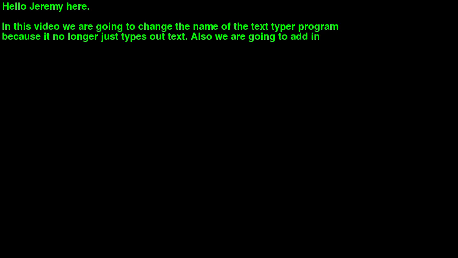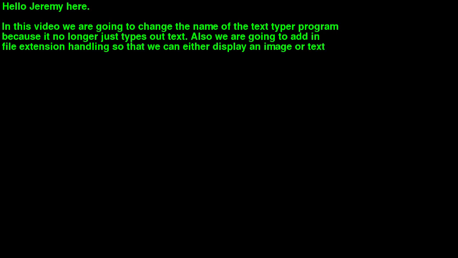In this video, we're going to change the name of the text typer program because it no longer just types out our text. Also, we're going to add in file extension handling so that we can either display an image or text based on the file extension that we use on the command line.